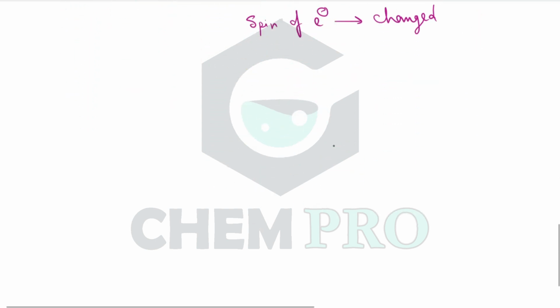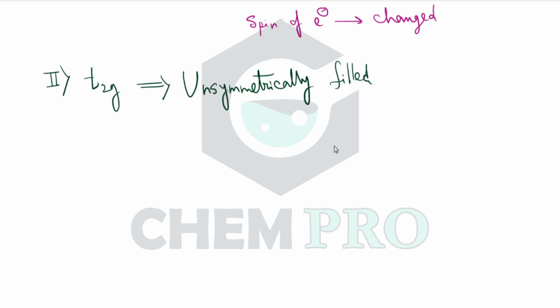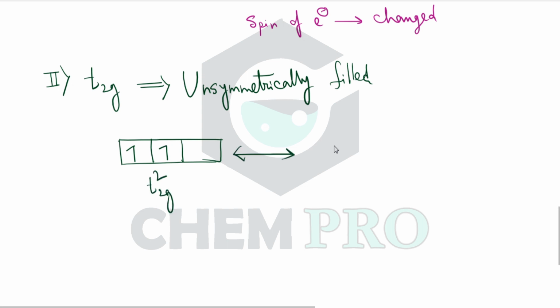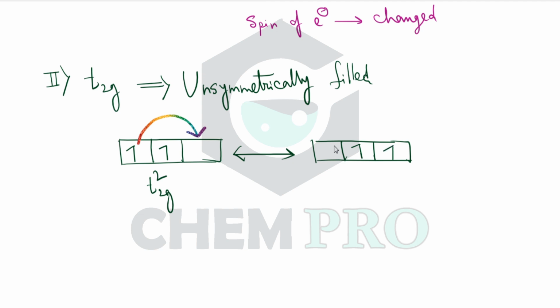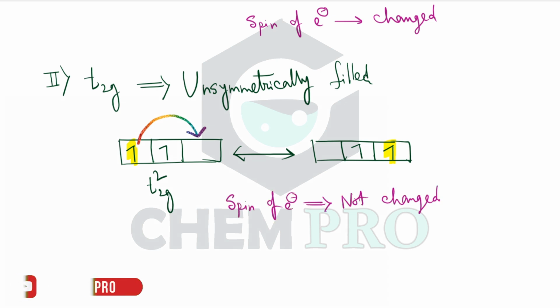Now the second case is when T2g is unsymmetrically filled. For example, take the T2g orbital. If the electrons are unsymmetrically filled like this, that is t2g2, and we transit this electron to this, then we get this here and here. That means the spin of the electron is not changed. So we will consider this condition.